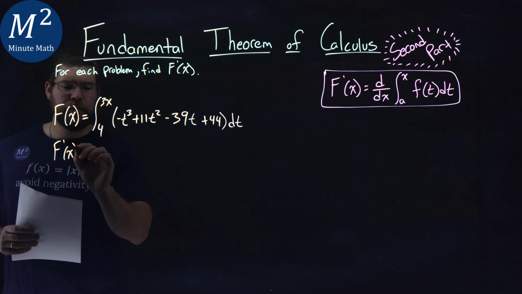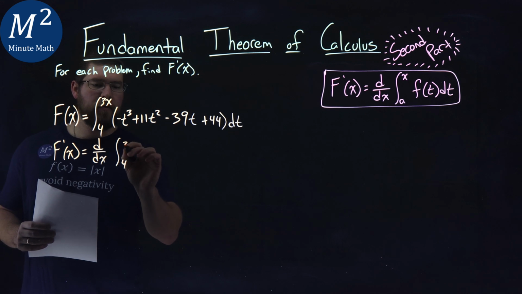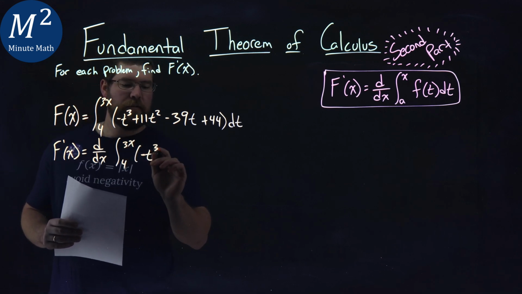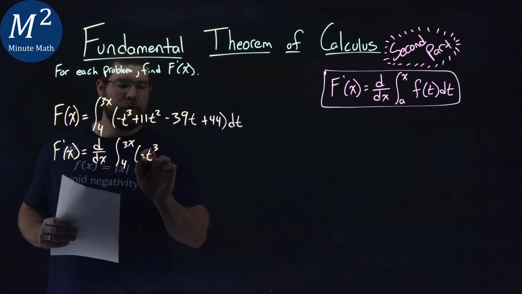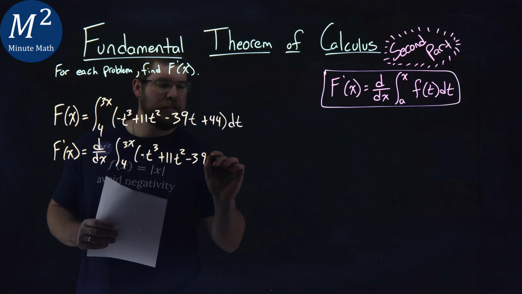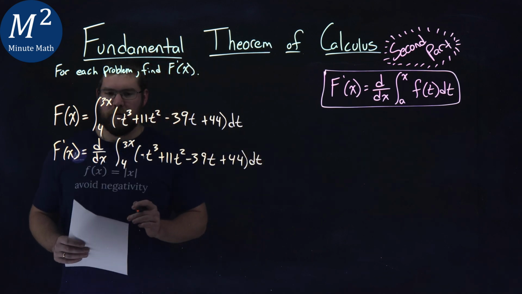F prime of x here is equal to d over dx of our integral from 4 to 3x of our negative t cubed, it's a negative t, make sure you can see that, plus 11t squared minus 39t plus 44 dt. A lot of writing here.